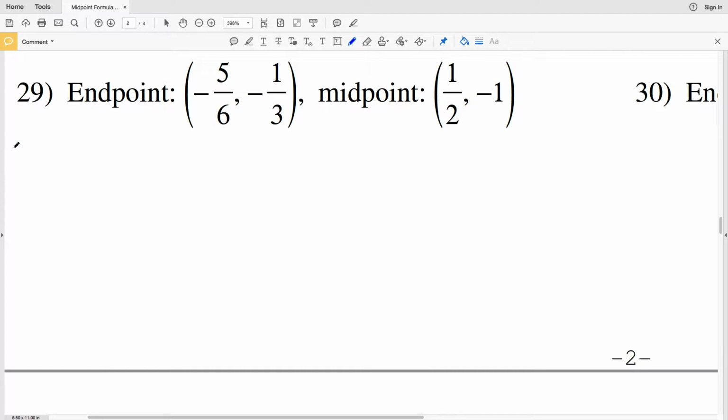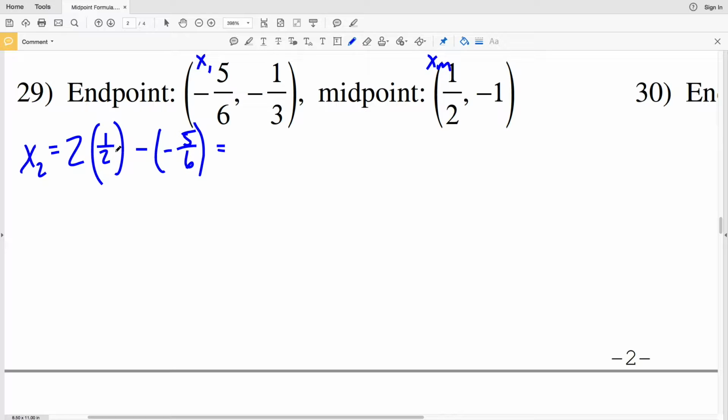And number 29, remember, x sub 2 equals 2 times x sub m, so x sub m is 1 half, and then we're subtracting x sub 1, which is subtracting a negative 5 sixths. 2 times 1 half will be 2 over 2, which is a positive 1. And then we're subtracting a negative 5 sixths, but that's the same as adding 5 sixths. Now, in order to add these together, I'm going to need a common denominator. So I'm going to rewrite 1 as 6 over 6, since 6 divided by 6 is equal to 1.